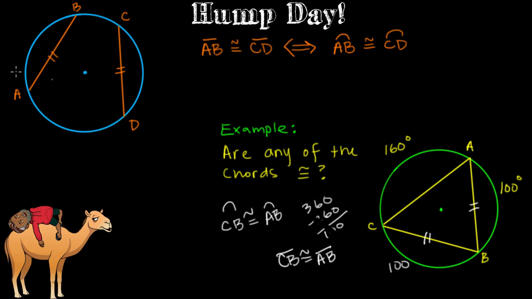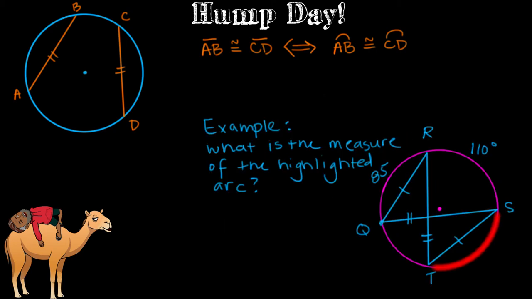All right, let's move on to our next example. So our second example: what is the measure of the highlighted arc in this picture? So we're talking about this arc right here. How much is this arc? I don't know how much this arc is, but I do know that the chord associated with arc TS is congruent to the chord that's up here.